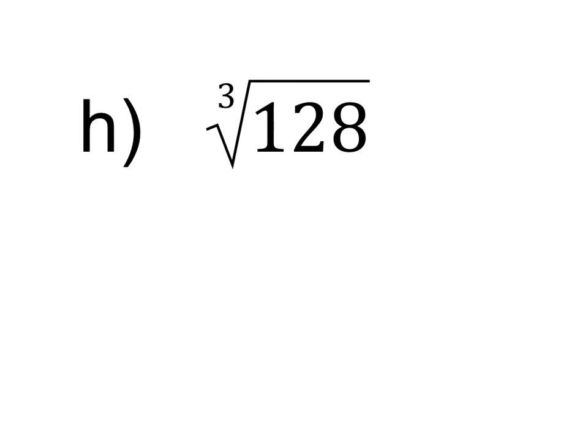Okay, 128 is not a perfect cube. One of them breaks into it evenly. I'll just tell you what it is to speed up time. There's a few different ways you could do it. I think 8 goes into it. But actually, it's the cube root of 64 and the cube root of 2.